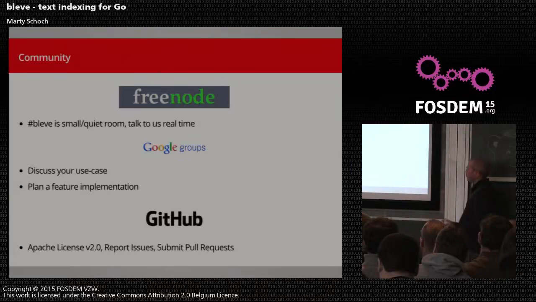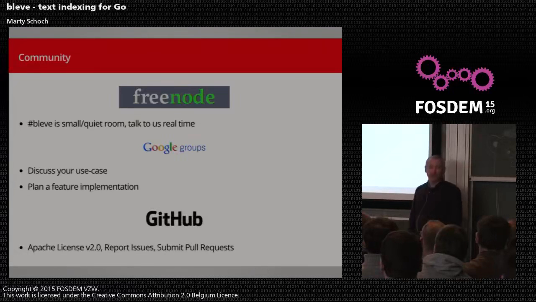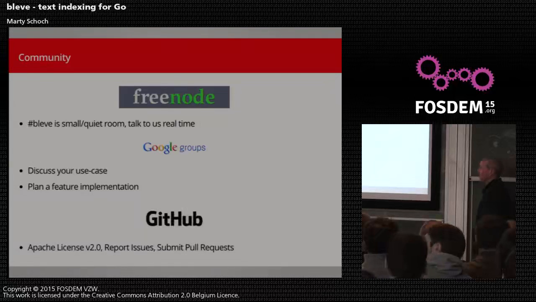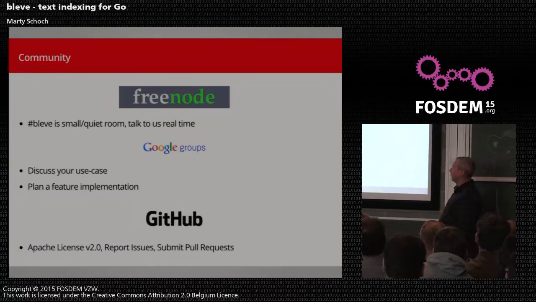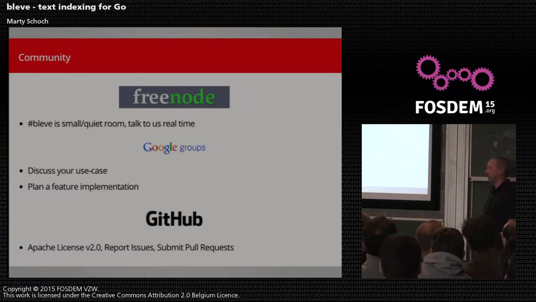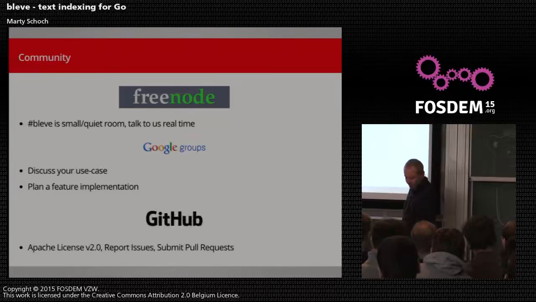So in terms of joining or participating in the community, we do have a room in Freenode, an IRC. It's a small and quiet room right now, so you can pretty easily get my attention if you need to. Google Groups we use for general discussion. If you have a use case and you're not sure how to implement it, that's the right way to do that. If you're interested in planning a larger feature, this would be a great place to join in and talk about your ideas before you sit down and write a bunch of code. And then, of course, we use GitHub. So this is Apache licensed, report issues, submit pull requests through GitHub.